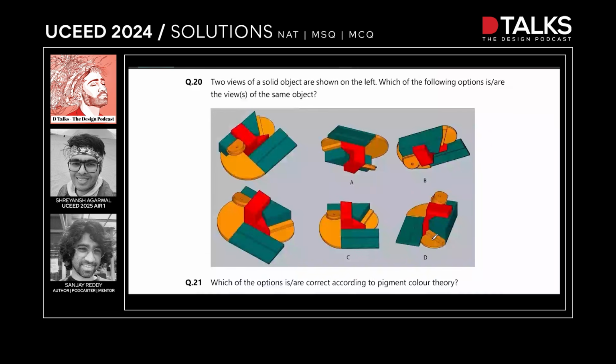Finally an easy question. Question number 20. Two views of a solid object are shown on the left. Which of the following options is or are the views of the same object?